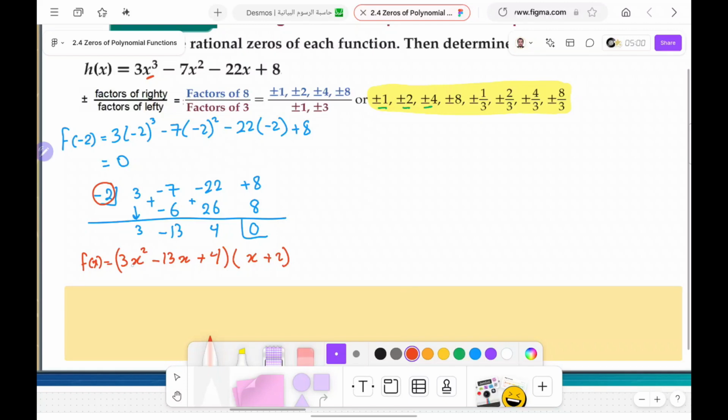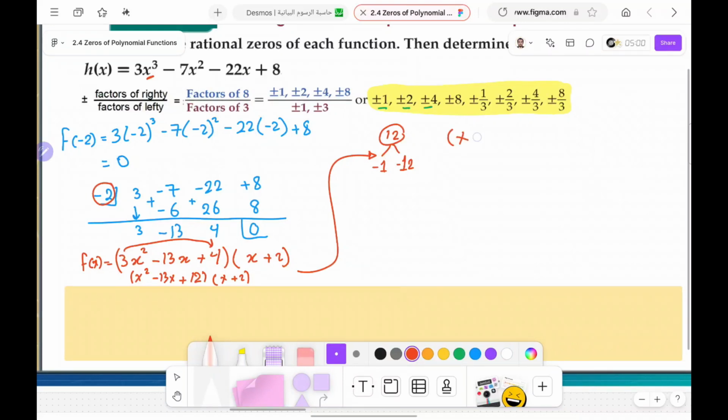So what are the factors? So let's multiply 3 times 4 to find the factors. x squared minus 13x plus 12. Okay, so this one is the polynomial, and multiply with x plus 2. Okay, let me complete my answer here. Okay, now what are the factors of 12 that if I add them I get negative 13? So I know the factors are negative 1 and negative 12, because negative 12 times negative 1 is equal to 12, and they add to negative 13. So the answer is x minus 1 and x minus 12 and x plus 2.